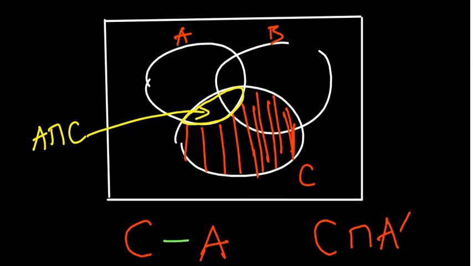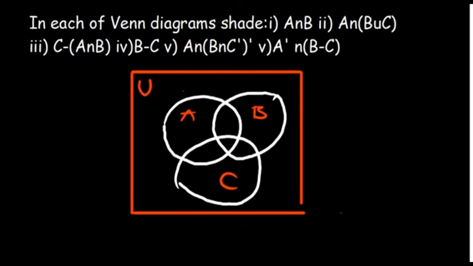Okay. So in the next video, you basically get to learn how you get to do the opposite, where they give you what to shade, and then you basically get to shade on your Venn diagrams. We've been given a Venn diagram, then we're required to shade A intersection B and many more questions. So we'll start with that.